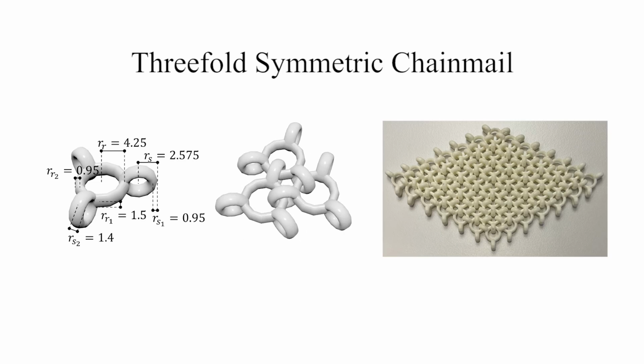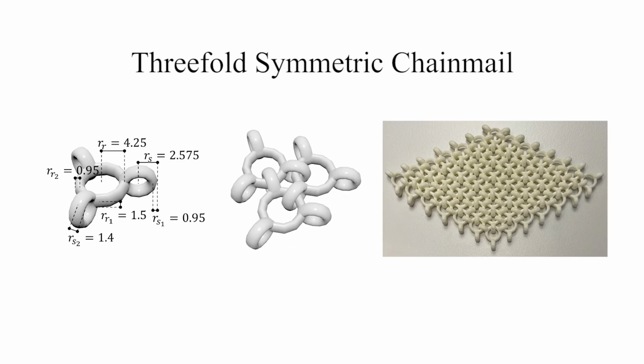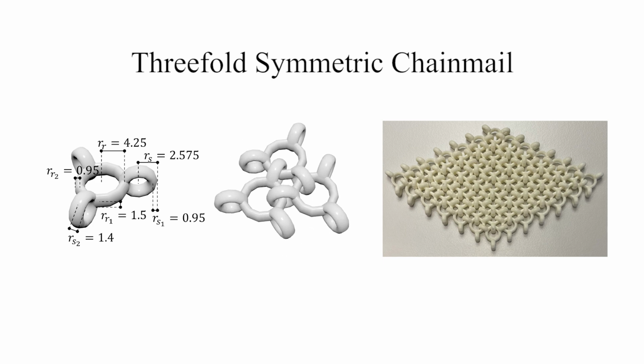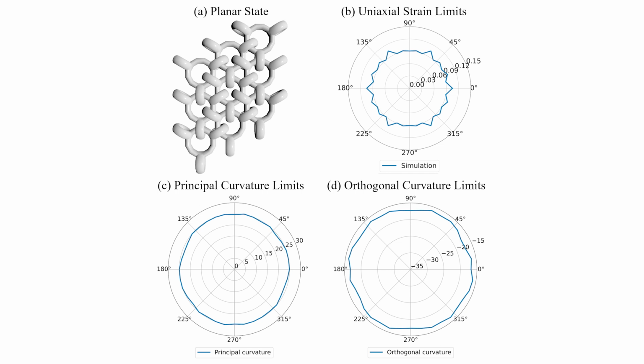We applied our method to a range of discrete interlocking materials with different element shapes and connectivities. Our first example is a hexagonal pattern in which each element connects to its 6 immediate neighbors, leading to an overall threefold symmetric structure. For the in-plane uniaxial strain, we obtain an almost isotropic limit profile with only small fluctuations. The out-of-plane profiles are also almost isotropic. However, the difference in sign between principal and orthogonal limits suggests a rather interesting behavior.